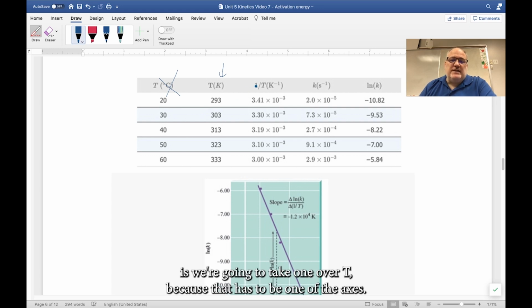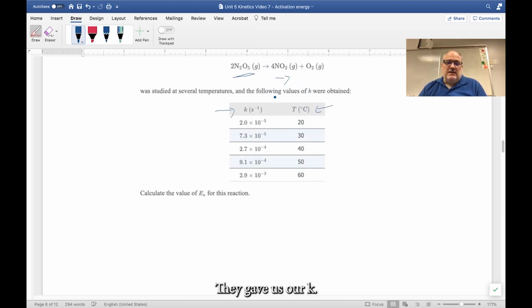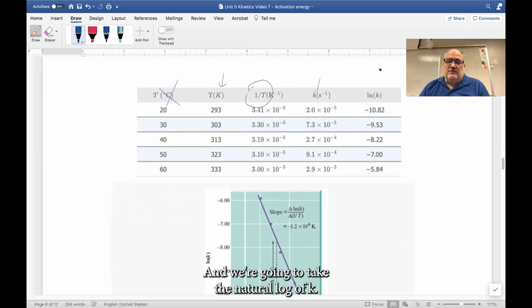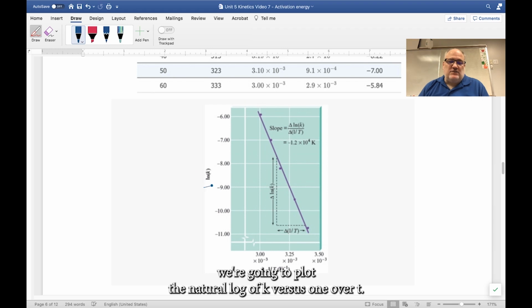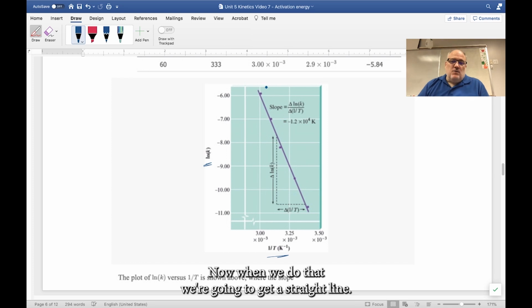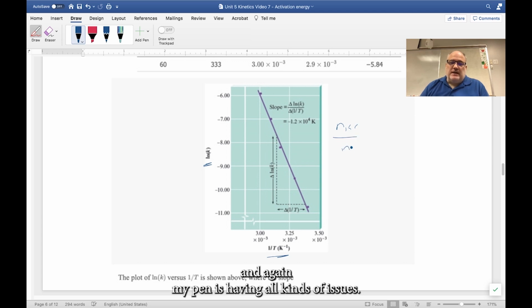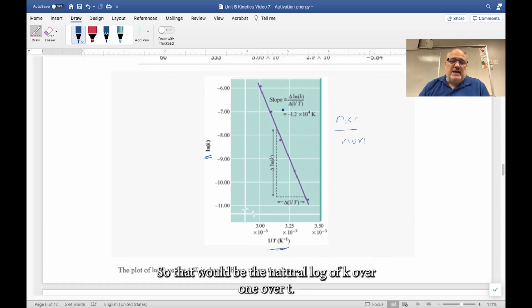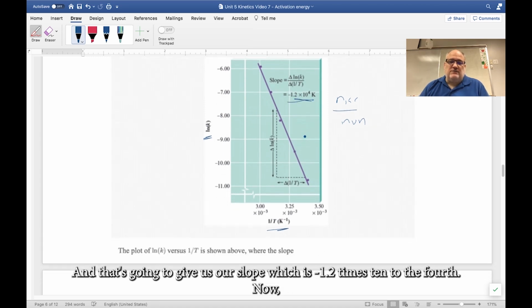Then we're going to take 1 over T, because that has to be one of the axes. And then we take our k, which they gave us, and take the natural log of k. Then we plot the natural log of k versus 1 over T. When we do that, we get a straight line. We can do rise over run to figure out our slope, which is negative 1.2 times 10 to the 4th.